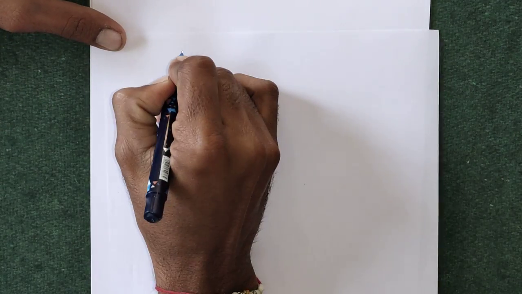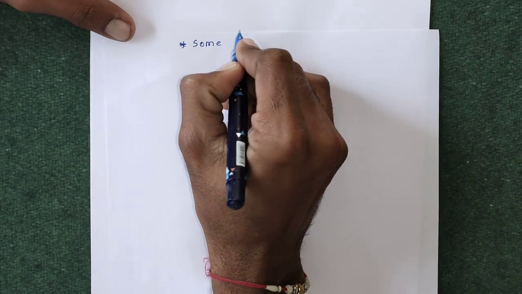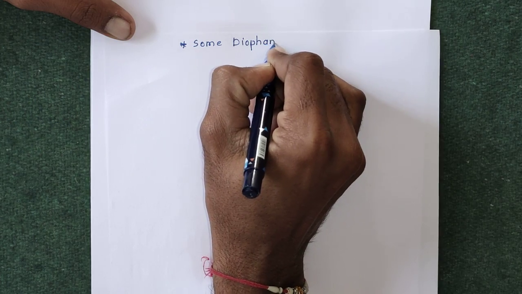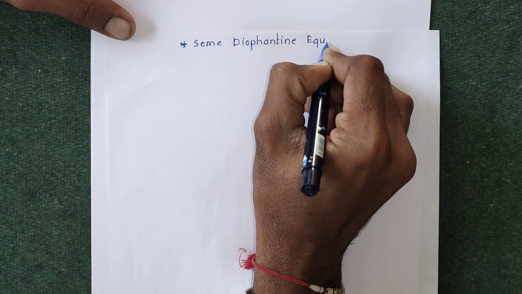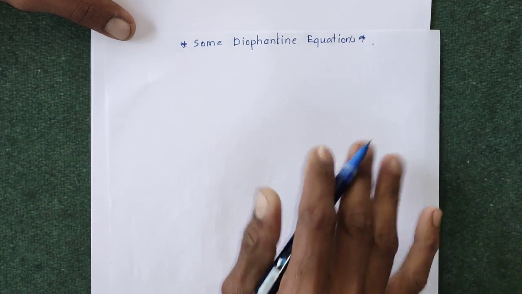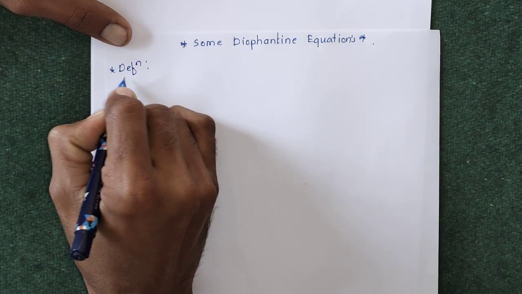Today we are going to start the last chapter of number theory, that is some Diophantine equations. So first of all, we will take the definition of Diophantine equation.